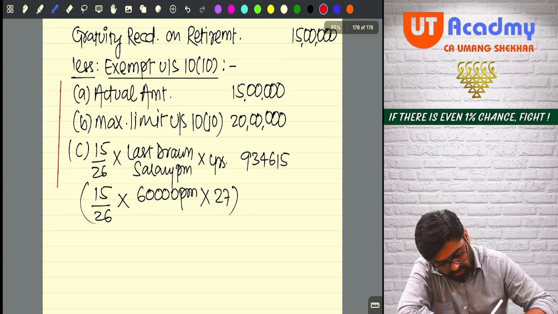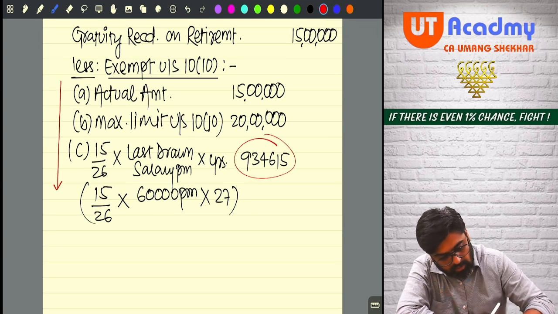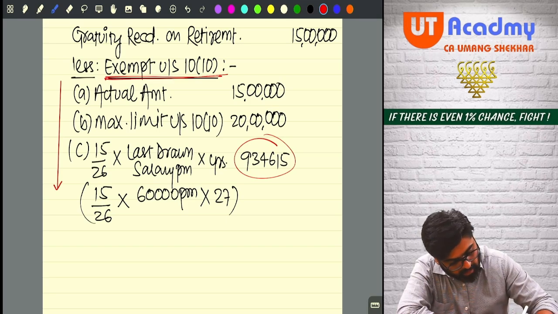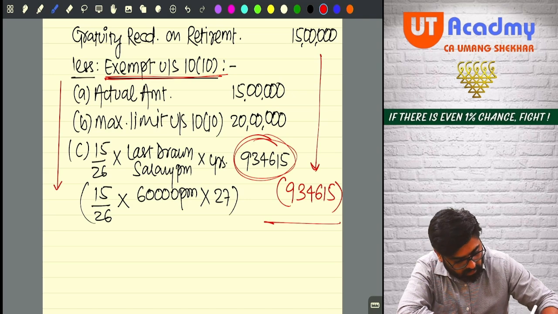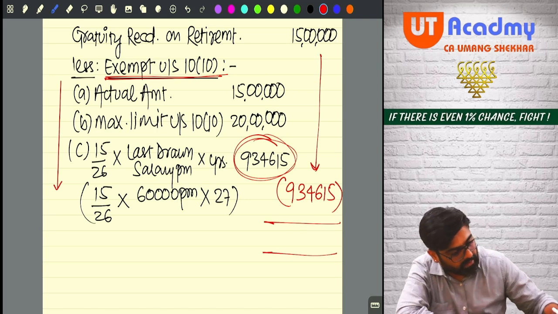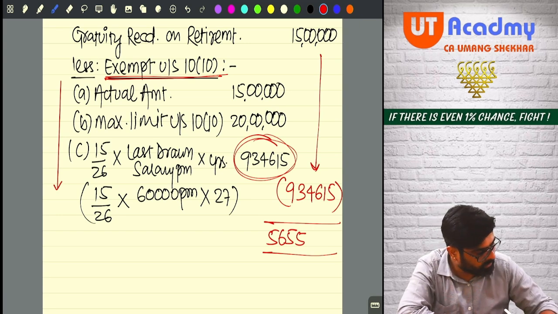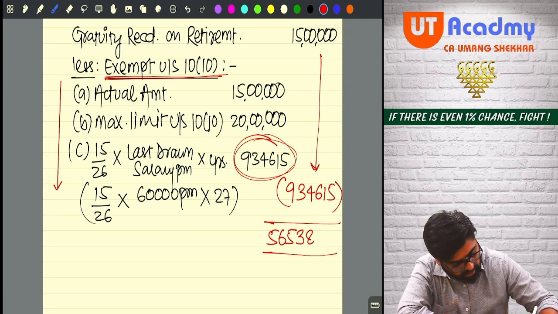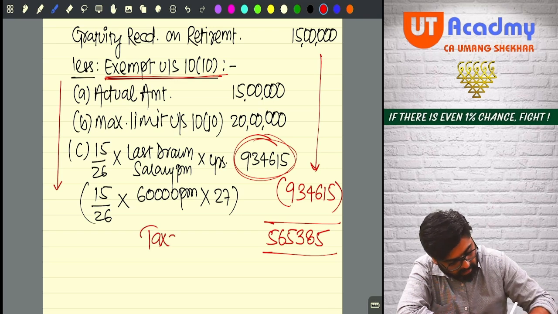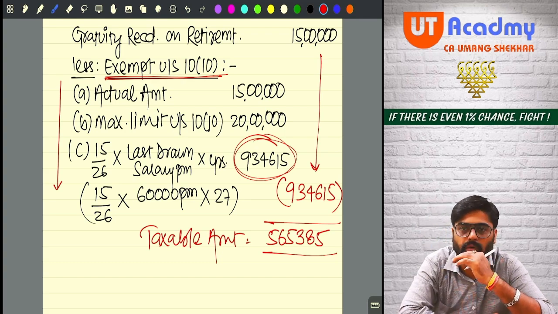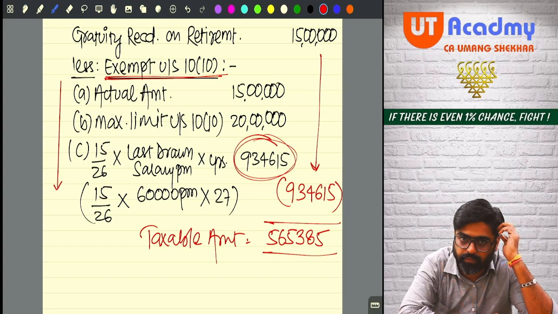Yes. Whichever is lower. And this amount is lower. So exemption under section 10(10) will be this much, 9,34,615. And this amount is exempt out of 15 lakhs. Yes or no? So how much will remain now? Minus from 15 lakhs, you will get 5,65,385. This is the taxable amount of gratuity. This is what they want you to calculate. Everyone got this amount? Sure.